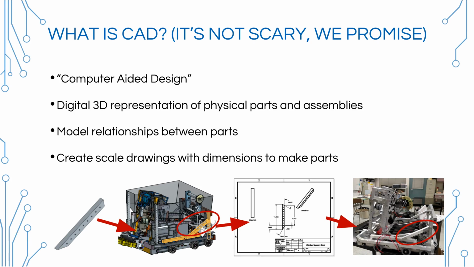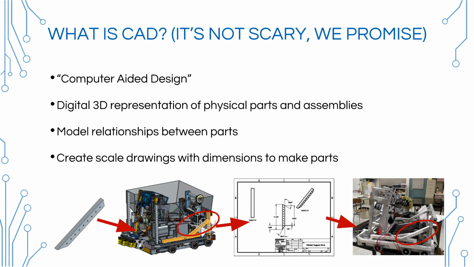CAD stands for Computer Aided Design, and in essence, it's a 3D digital representation of physical parts and assemblies. So before you actually build anything, you can build it virtually. It lets you model relationships between parts, and that includes moving relationships such as pivots, even gearing, etc. And then you can create scale drawings with dimensions to help you make those parts the right size so that it's all going to fit on your robot.